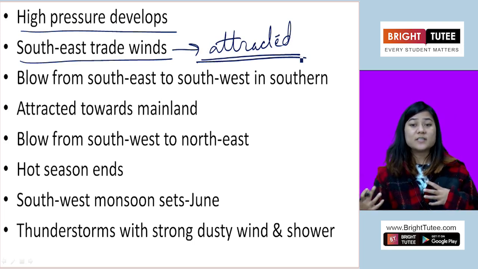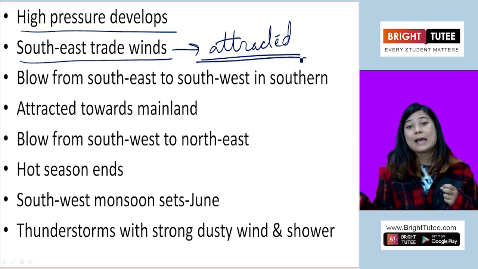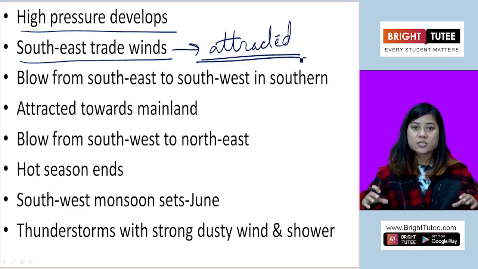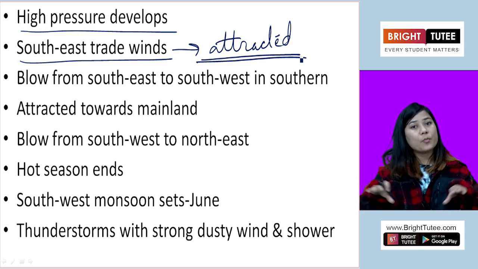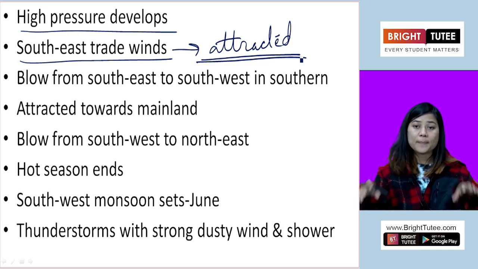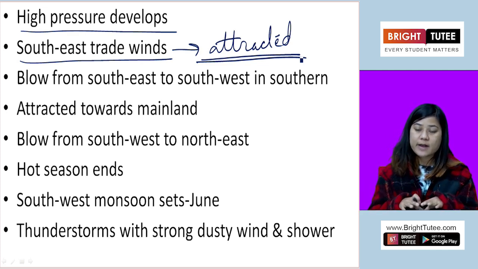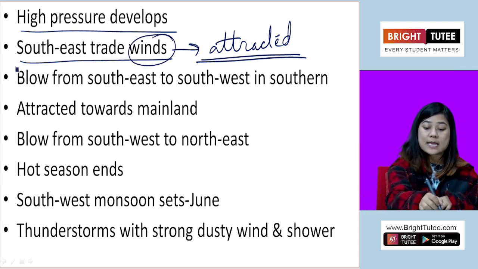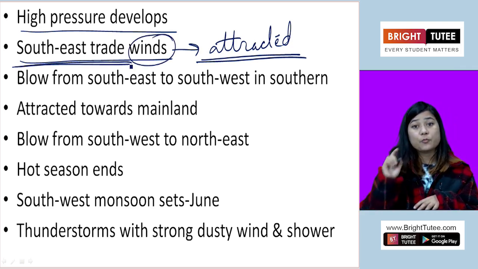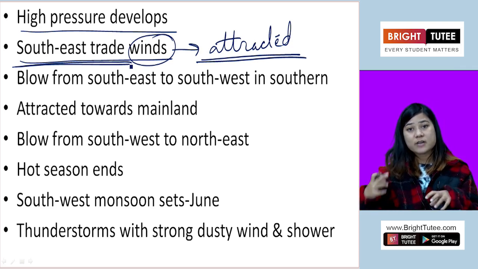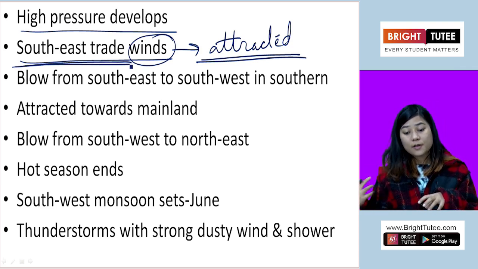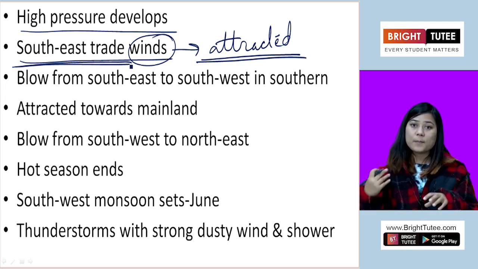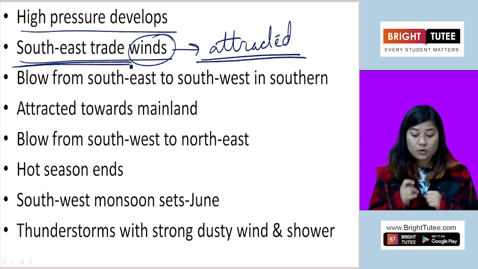Okay, the wind always blows from high to low. The region of North India is a low pressure area during summer. Now, because it's a low pressure area, it attracts wind, and that wind is the southeast trade wind, which is attracted from the other high pressure area, because the wind blows from high pressure to the low pressure.